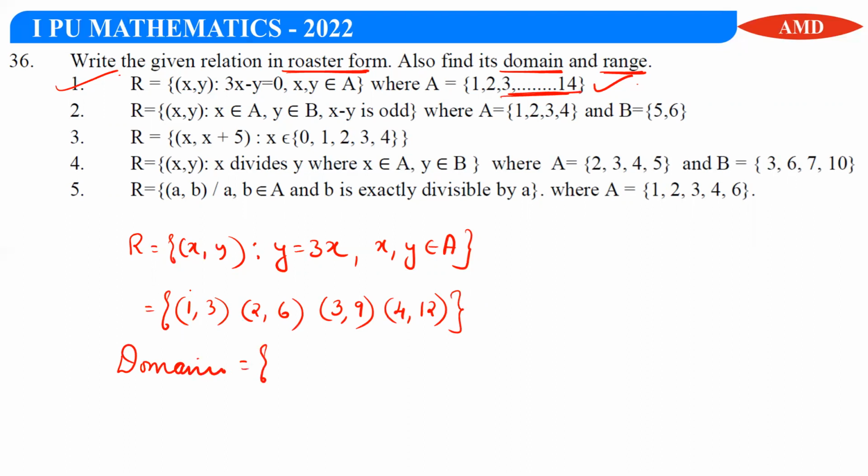Domain is nothing but the first part of the ordered pair, that is 1, 2, 3, 4. And what is the range? The range is nothing but the second part of the ordered pair, that is 3, 6, 9, and 12.